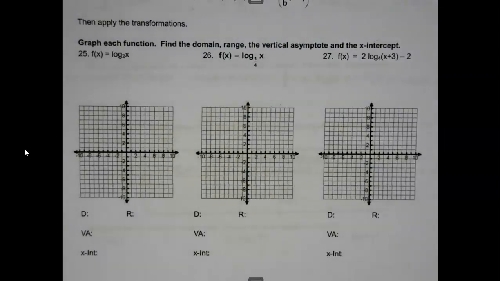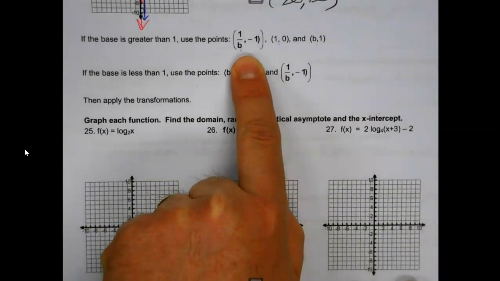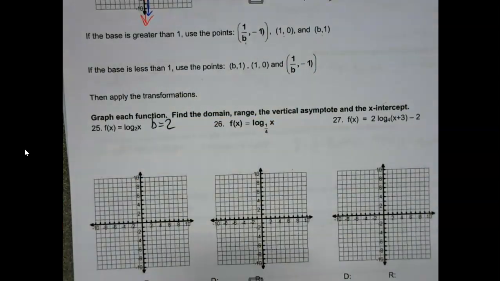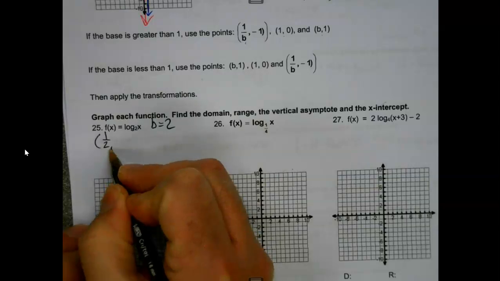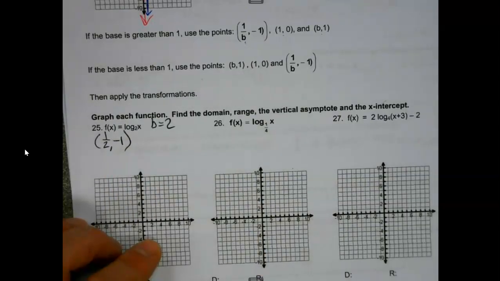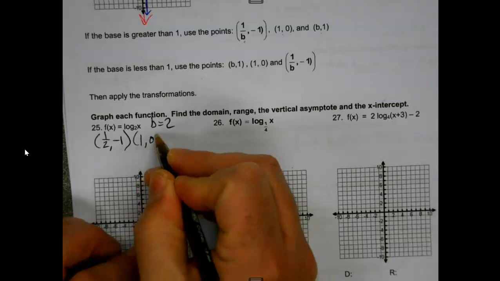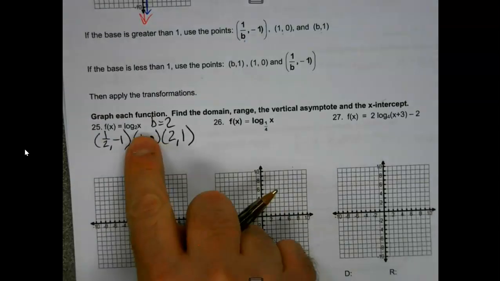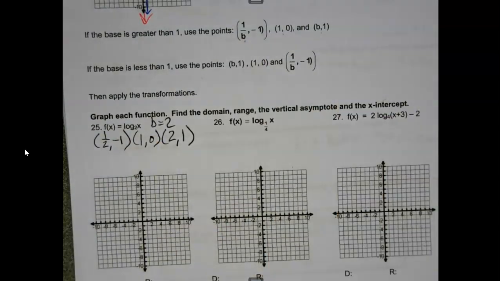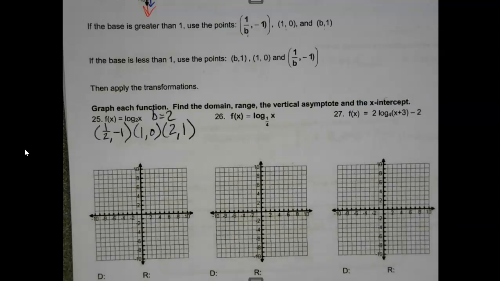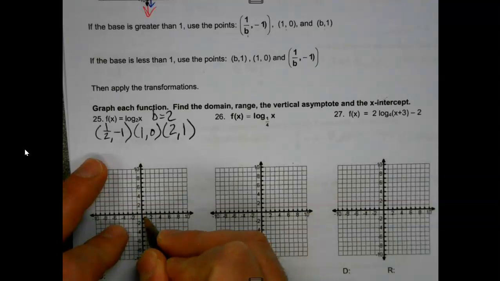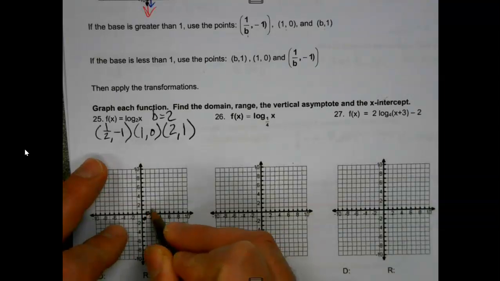Okay. Log base 2 of x. If I'm just using the rule up here, I'll do that to start. Since my b value is 2, my points would be at 1/2, negative 1, 1, 0, and 2, 1, because my base is greater than 1. I'm just following those rules. Those 3 points, if I don't have any shifts, that is quick. So at 1/2, negative 1, 1, 0, and 2, 1.